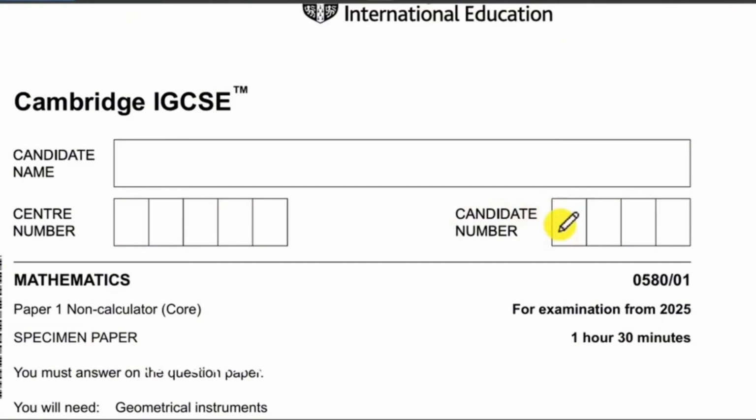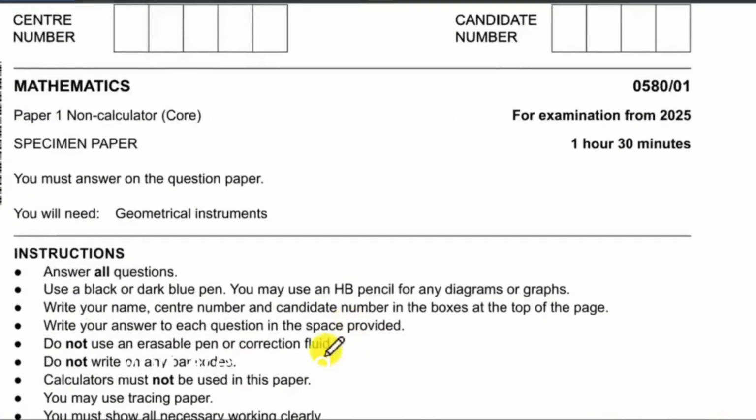Take note to read all instructions. Firstly, make sure that you've sat for the correct paper. You are sitting for mathematics core paper 1, non-calculator. The dates are correct. You are sitting for the maths paper. The component code is 01. Take note that you read instructions.